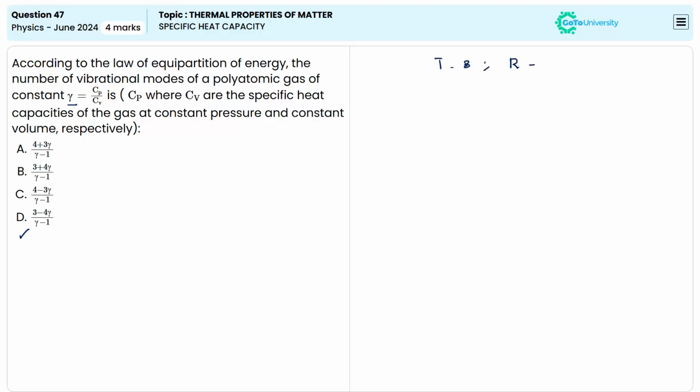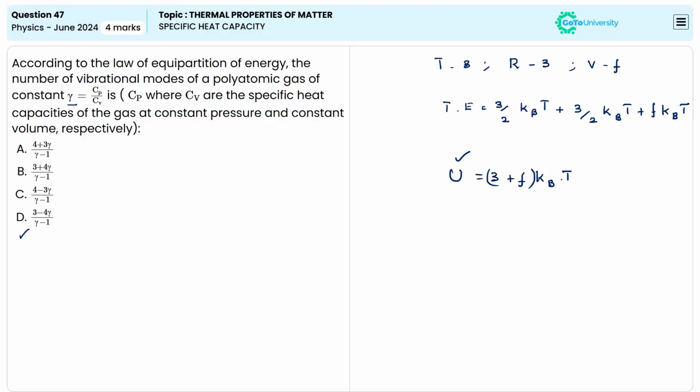In the case of rotational degrees of freedom, we can say 3, because we are assuming that a non-linear molecule is here. And we know that the vibrational degrees of freedom can be written as F. Based on the degrees of freedom, the total energy can be written as 3 over 2 kB T plus 3 over 2 kB T plus F kB T. So this can be written as (3 plus F) times kB times T. So this is the value of the total energy of the system.